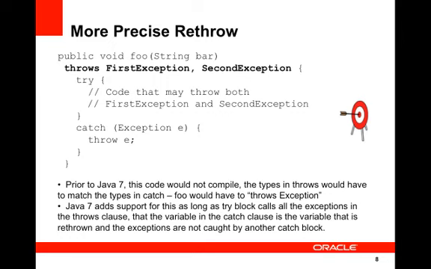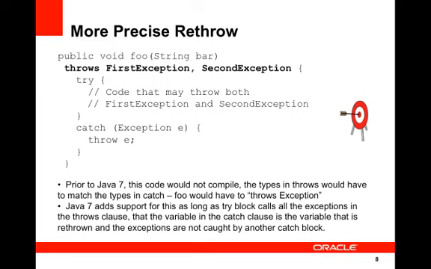Now, more precise rethrow. Prior to Java 7, if we looked at this code that we have here, we have public foo(String bar) throwing the first exception or the second exception. Try some code, which may throw both a first and a second exception. So prior to JDK 7, this code certainly wouldn't compile at all. The types of the throw would have to match the types of the catch, and foo would have to throw an Exception. It can't throw a specific first or second exception.